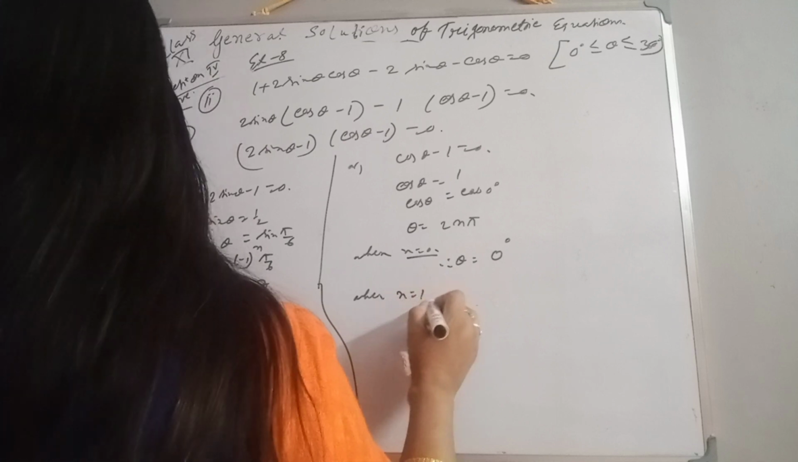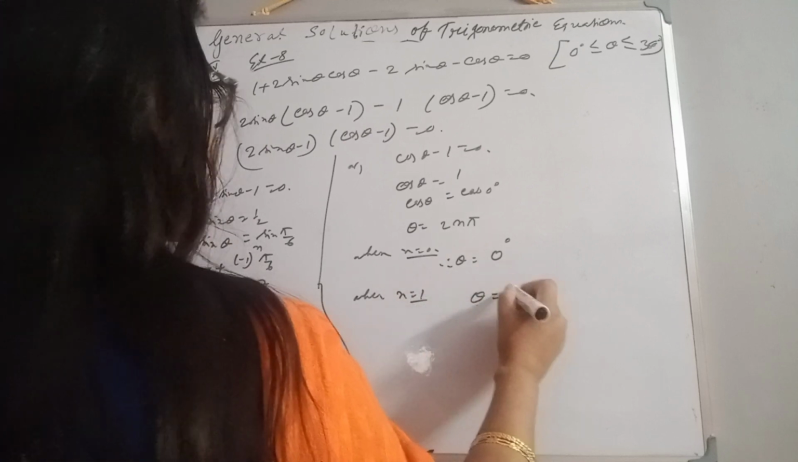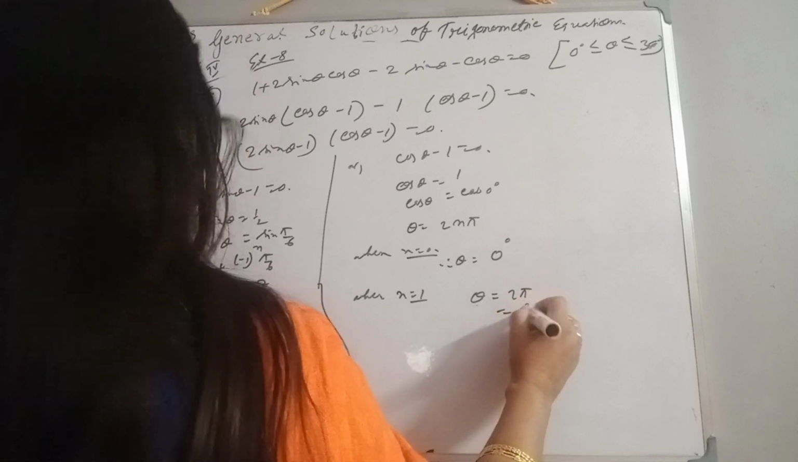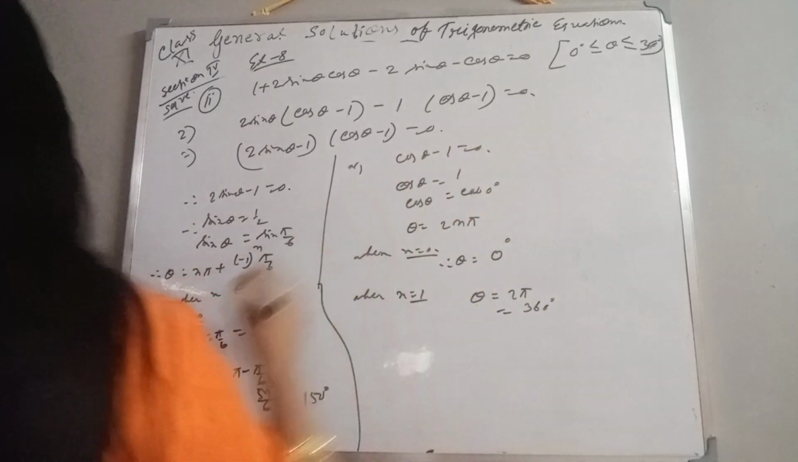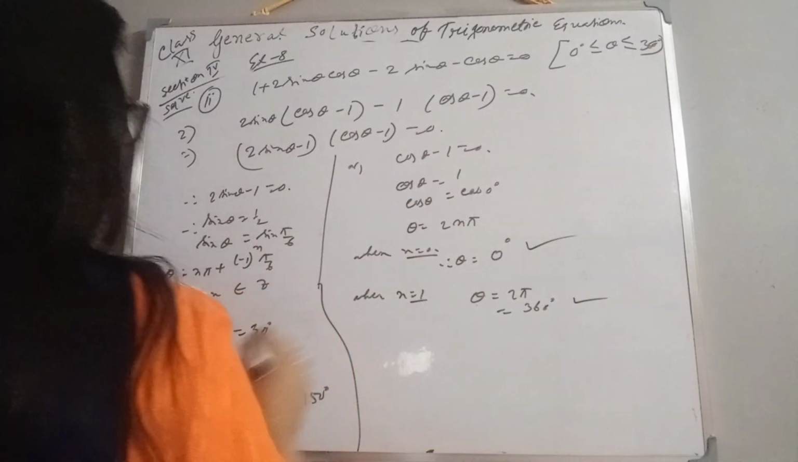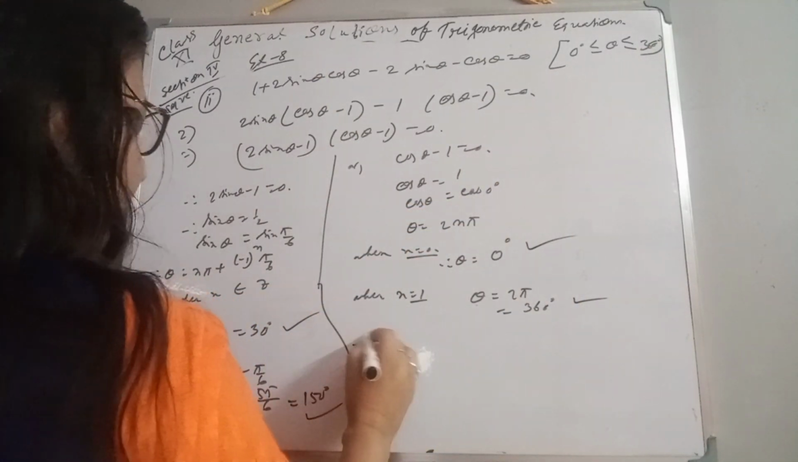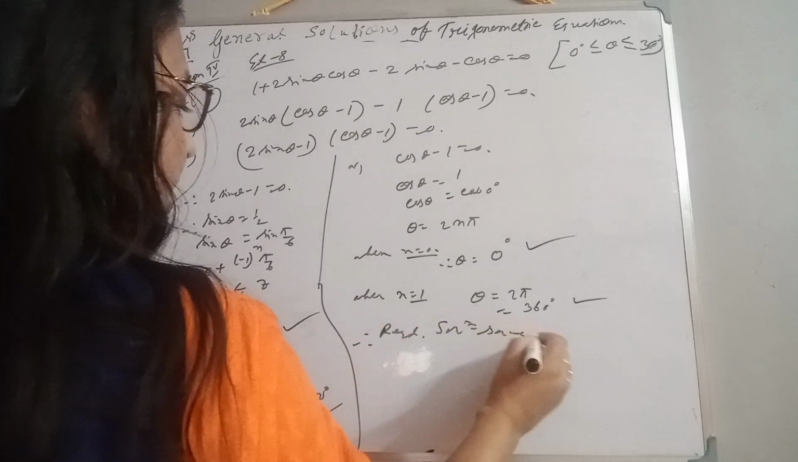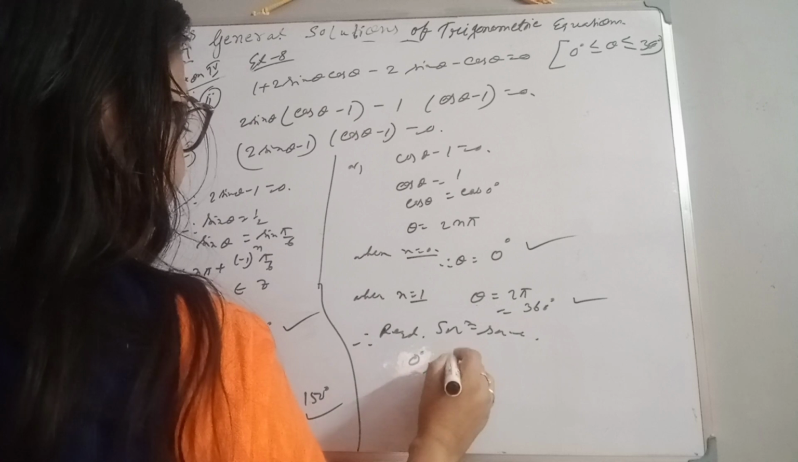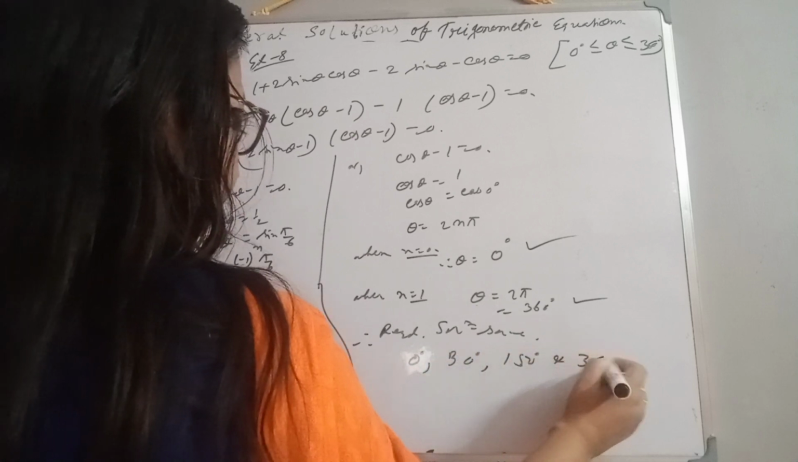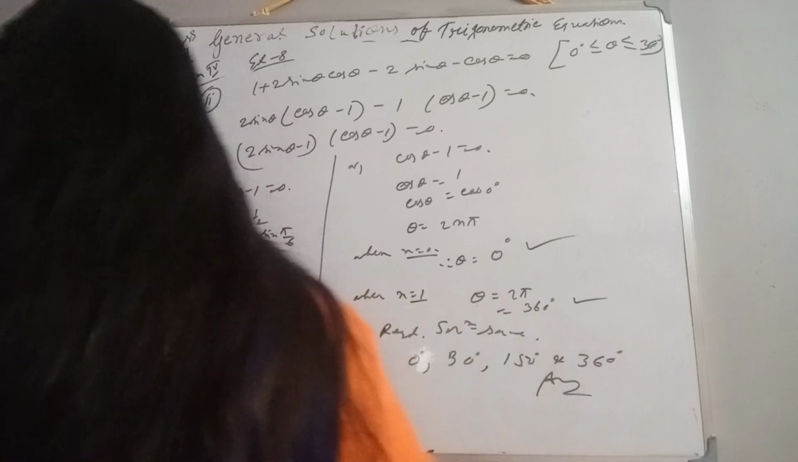When n is equal to 1, then theta is equal to 2 pi. 2 pi means 360 degree. Yes, it is 360 degree. We can take this as it is less than or equal to 360. We can take these values. Therefore, required solutions are 0 degree, 30 degree, 150 degree, and 360 degree. This is the answer.